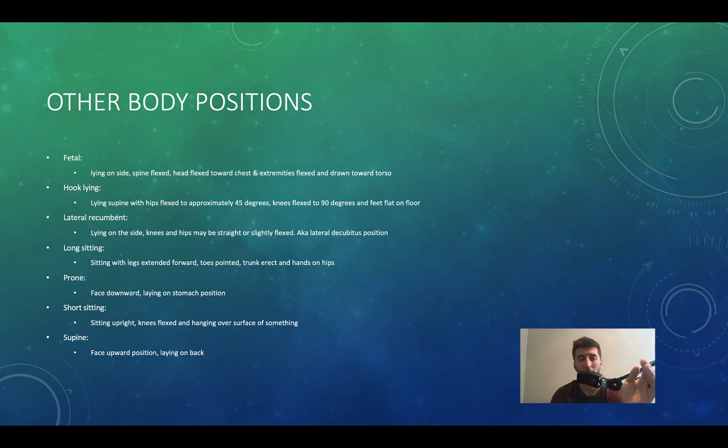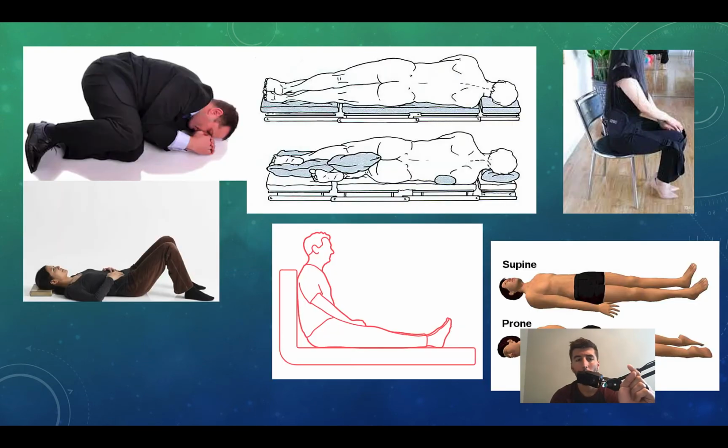Hook lying means that you are lying supine with the hips flexed to approximately 45 degrees and knees flexed to 90 degrees and feet flat on the floor. Right here, right? Hook lying position. So you are lying supine, hips at approximately 45 degree angle. Sorry, if you were to draw a straight line up from the hips, that would be 90, right? So it's approximately 45. And then if you draw a right angle right here, the knees are approximately at 90 degrees and the feet are flat on the floor.